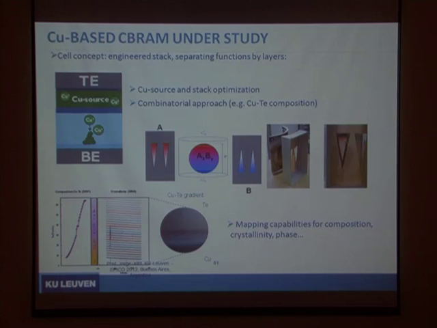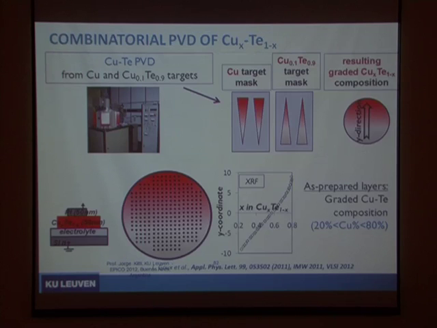So we did a combinatorial study varying the copper-tellurium composition. To do that, we have a sputtering system in which we put masks in front of the targets. There's a copper and a tellurium target, and the wafer is rotating in front of the targets. So each pass, it gets a thin layer from both. But if we put masks of these shapes, it will be copper rich on one side and tellurium rich on the other side, and we get a nice composition gradient across the wafer. So it's a good way of studying this.